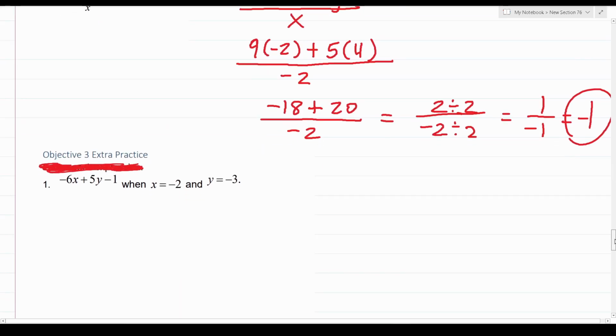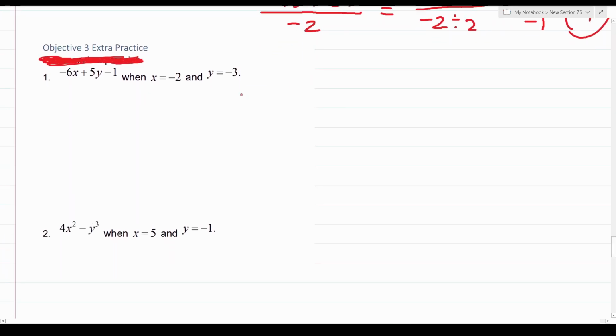All right, so we have 4 more problems to do. Again, please pause the video and work out these problems on your own. We're still evaluating these algebraic expressions. And for this first one, you can see we're going to evaluate the expression -6x plus 5y minus 1 when x is -2 and y is -3. So again, x is -2, y is -3. And our expression here is -6x plus 5y minus 1.